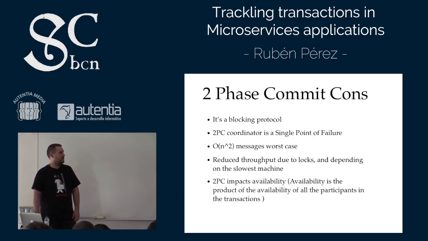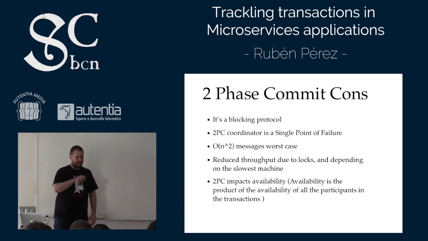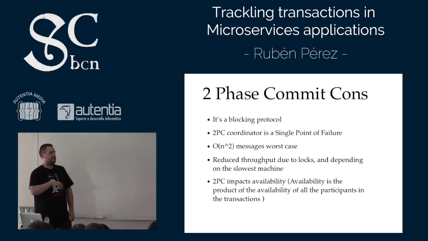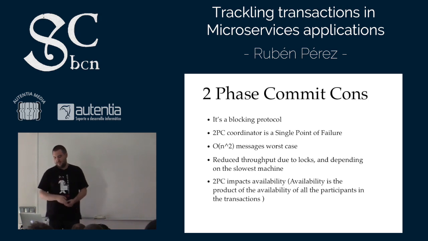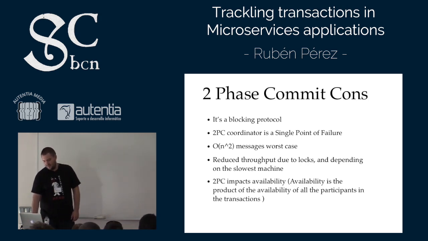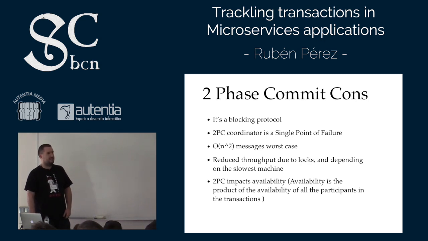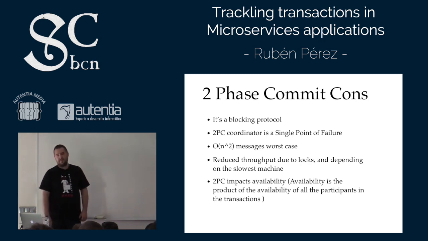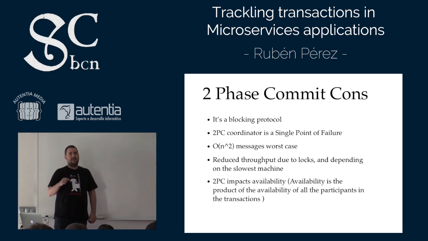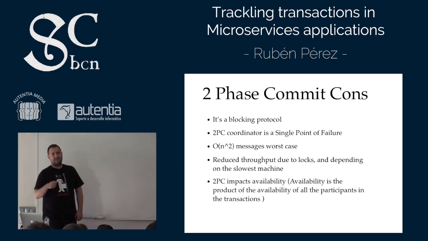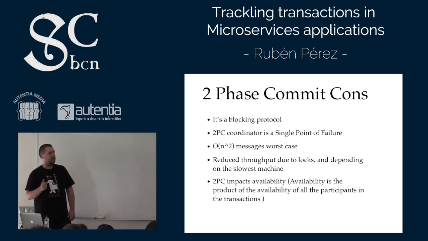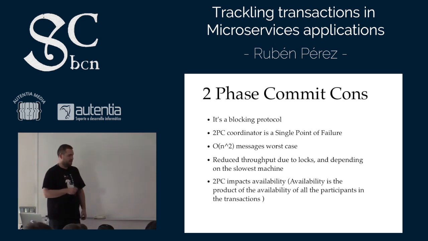So it's a blocking protocol. You move to a distributed system because you needed better scaling, but you are holding locks throughout the whole execution. So it does not scale, so it's not really a good option. Also, the two-phase commit coordinator is a single point of failure. And that means that if it dies before sending the commit or the rollback request, you will get into big trouble.